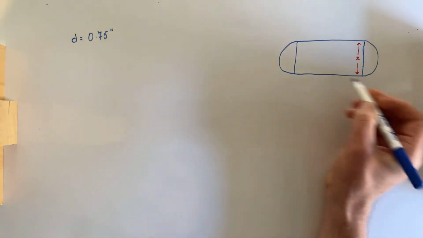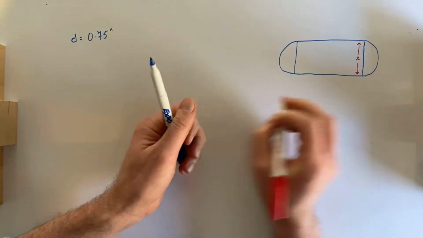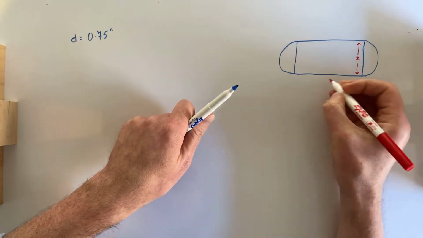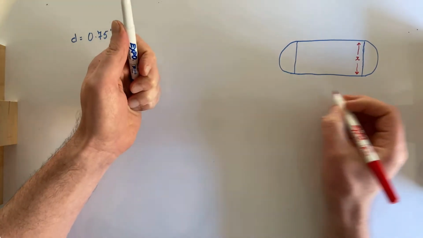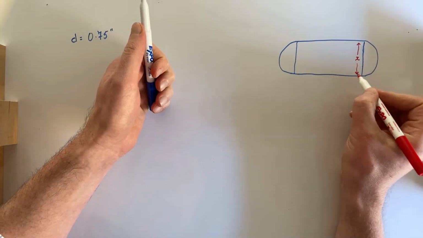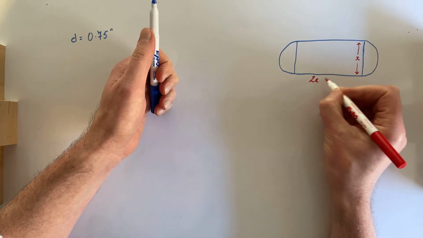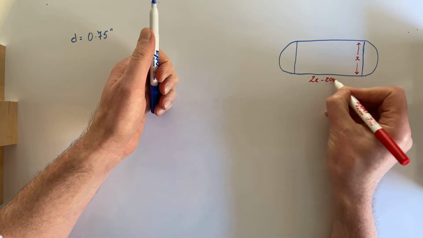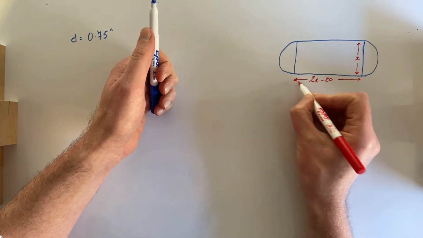And we're told that the length of the ice rink from here to here is 20 feet less than twice the width. So it's 20 feet less than twice the width. So that is to say that it is 2x, twice the width, minus 20. That is my length from there to there.